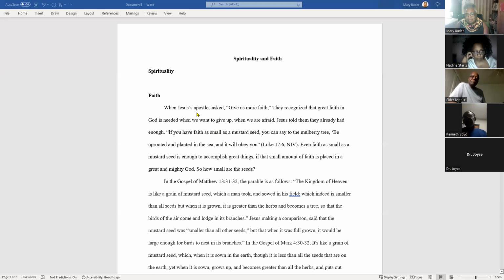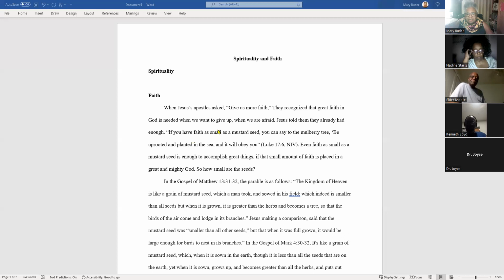When Jesus' apostles asked, give us more faith, they recognized that great faith in God is needed when we want to give up, when we are afraid. Wow. What do you think about that opening? Does that grab attention? Is that saying something? That's your introduction.